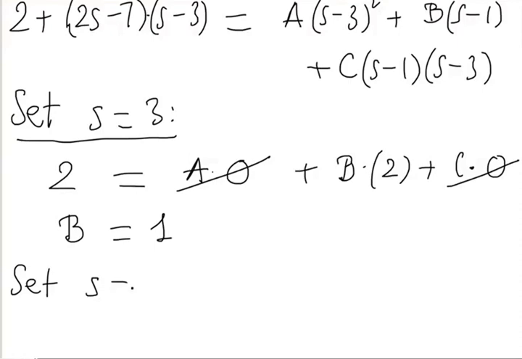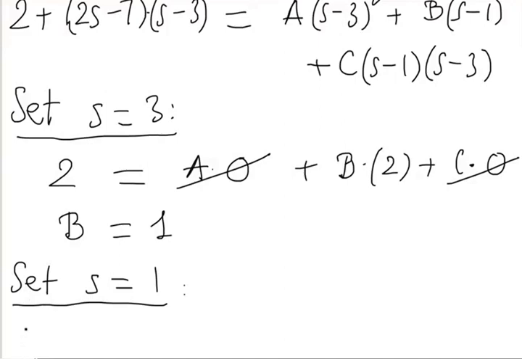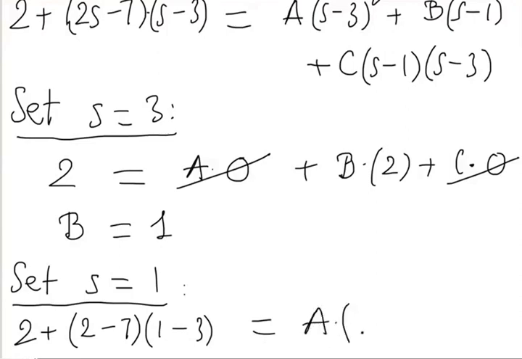Another special value is s equal to 1. This will kill off b and c. When s equal to 1, we plug in here. It's best to do step by step. You just plug in s equal to 1, rewrite: 2 plus 2 times 1 is 2, minus 7, 1 minus 3 equal to a, s is 1, so we have minus 2 squared, and everything else 0. B times 0, C times 0.